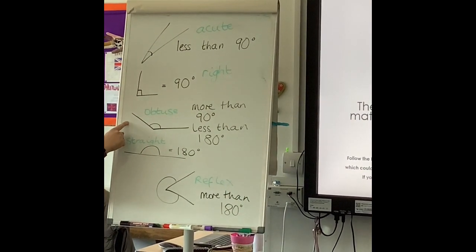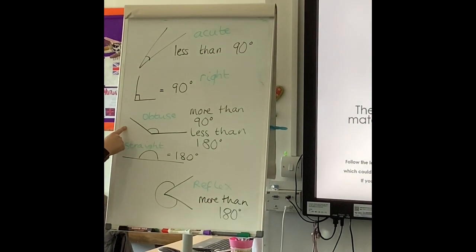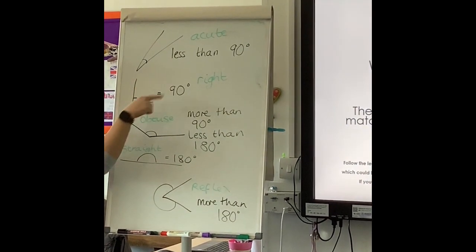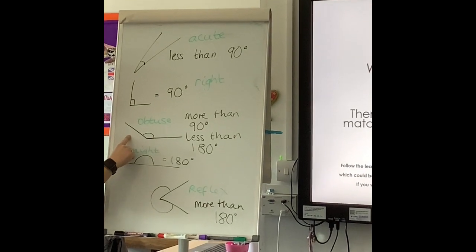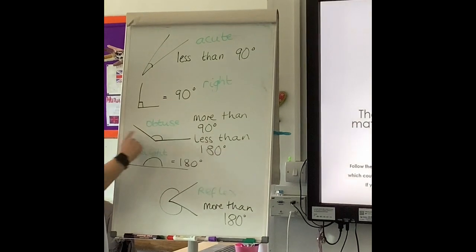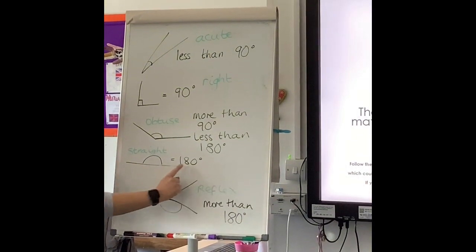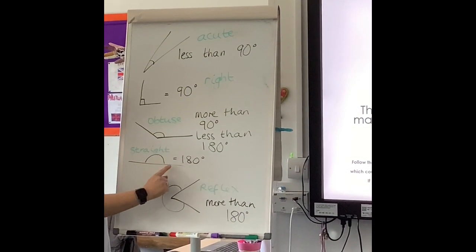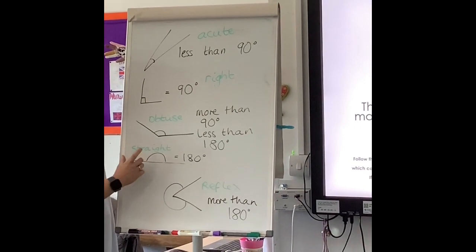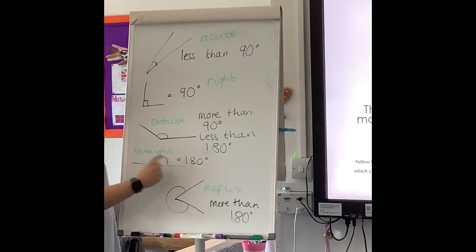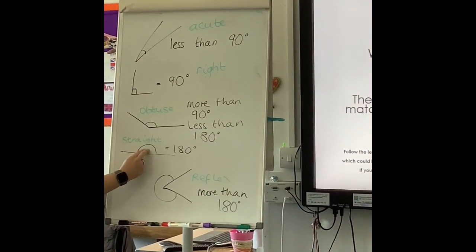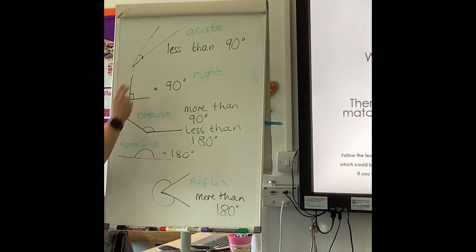Next angle up is an obtuse angle. These are more than 90 degrees. They are bigger than your right angles, but they are less than 180 degrees. They are less than a straight line. Your straight angle, your straight line, is 180 degrees. You can remember that by if you put two right angles together, you get 90 and 90, which together make 180. So your obtuse is less than 180, but more than 90.